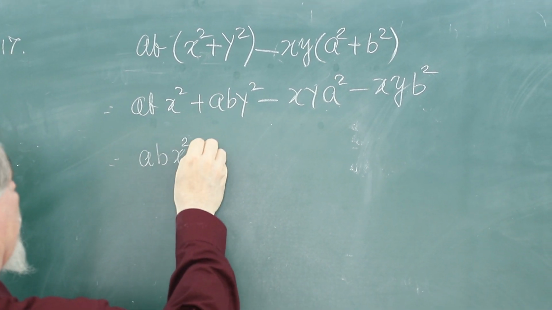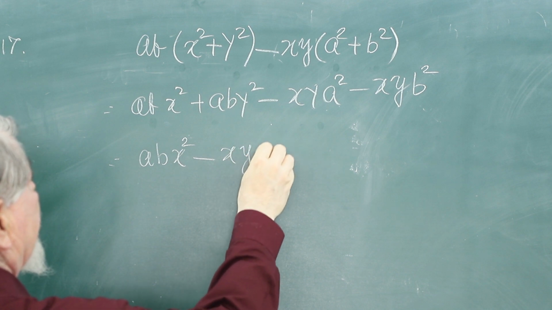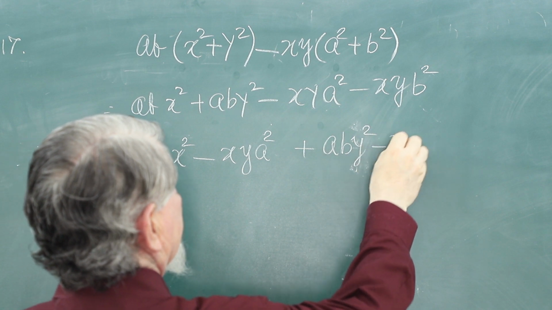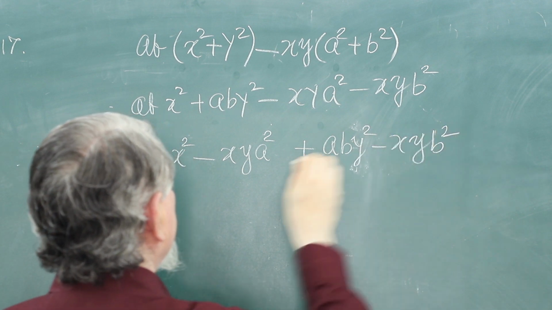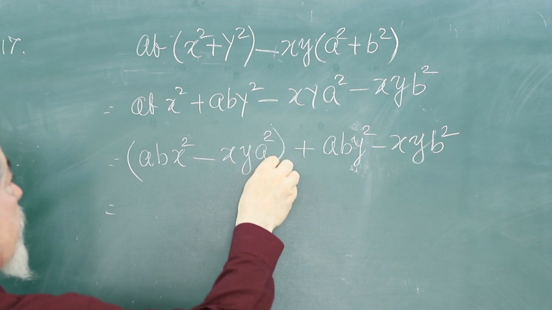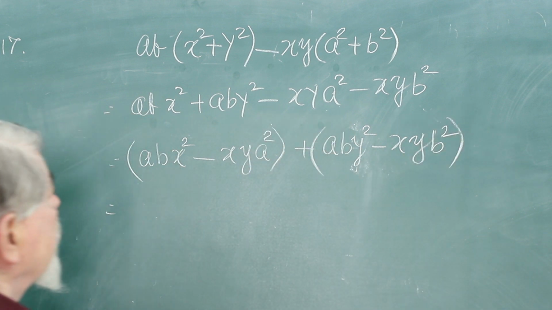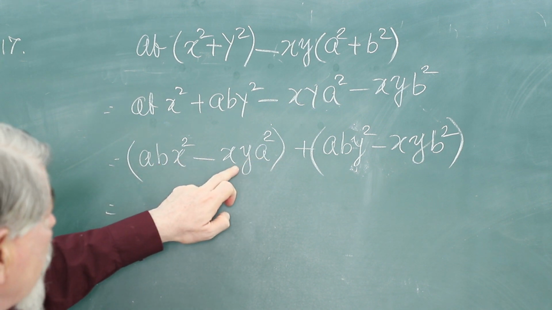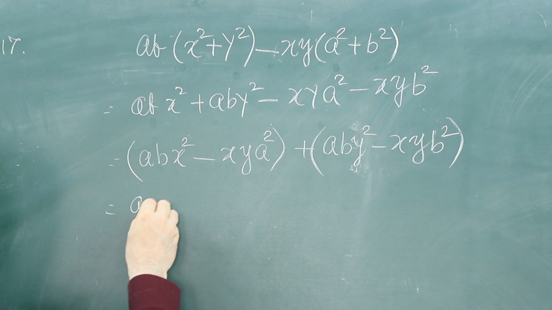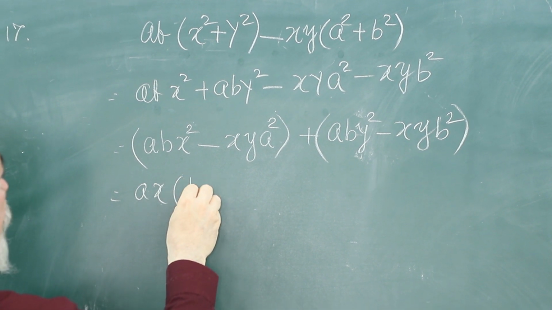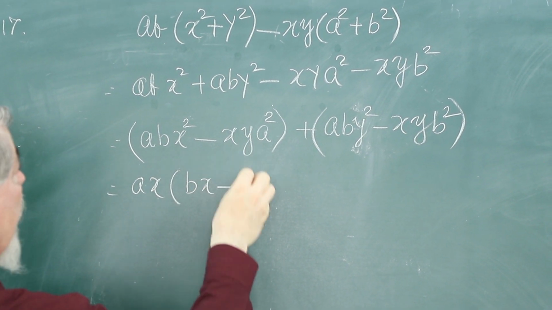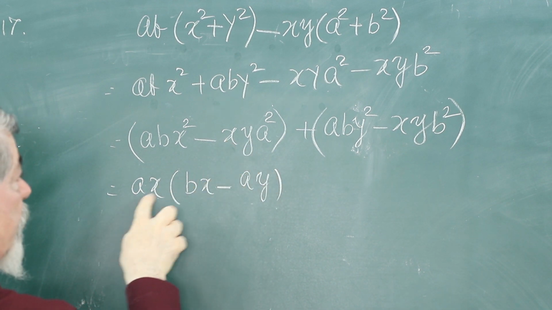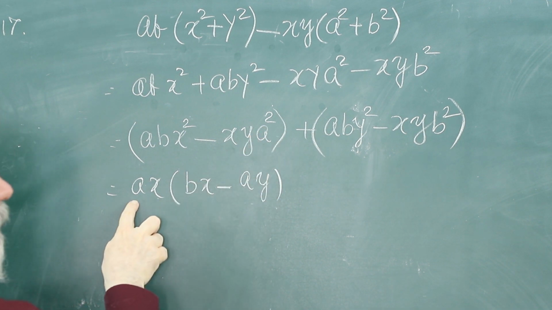abx squared minus xy a squared plus aby squared minus xy b squared. Let's see what is common in the first 2 terms. In the first pair, I have a common, b is not common, and x is common. Let us take ax common. If I take ax common, it will be left bx minus ay, because x will go away from here, y is not here, so y will remain. Out of a squared, a has gone.